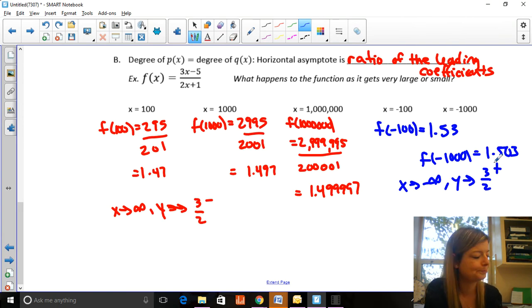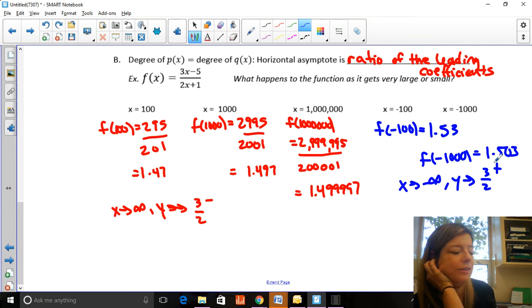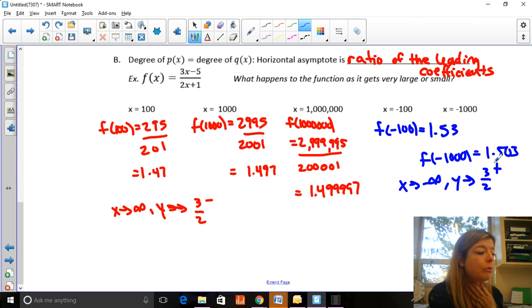Okay, that ratio. If you want to think about a bonus question for this unit, I would like you to describe why, when you have a higher degree divided by a lower degree, there is no horizontal asymptote. That would really show your understanding of what a horizontal asymptote is and why it doesn't exist when the function is top heavy, so the numerator has a higher degree than the denominator.